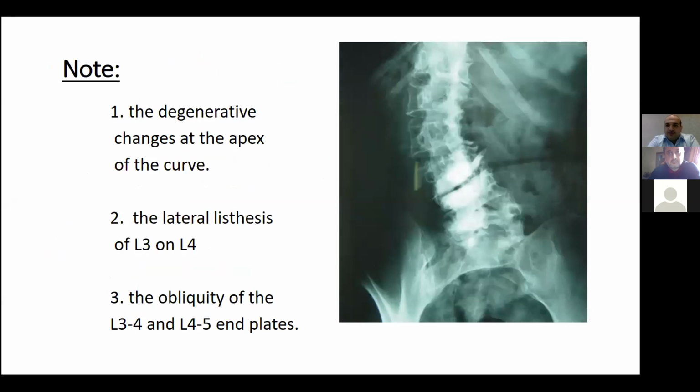An example of degenerative scoliosis. You can see the degenerative changes at the apex of the curve. You can also see the lateral listhesis. Lateral listhesis causes root traction, causes severe radicular pain, and you can see the obliquity of the end plates.